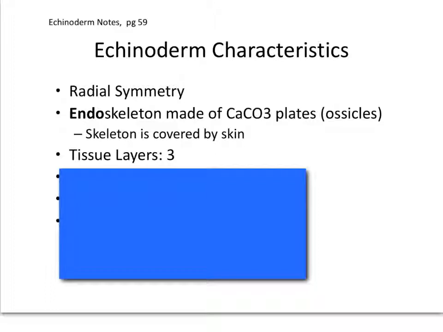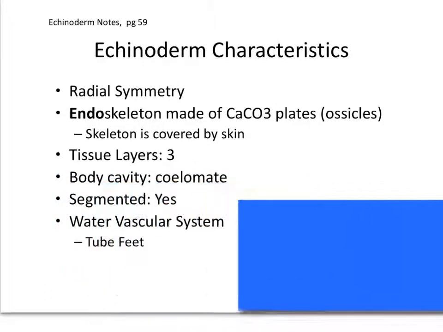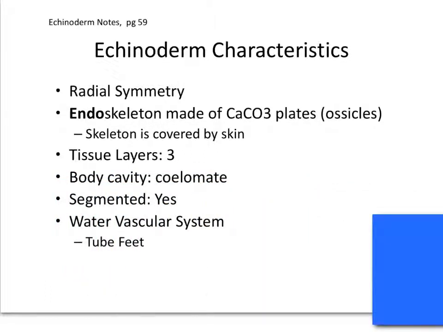As far as the other characteristics that we've been looking at in the other organisms, these guys have 3 tissue layers, so that puts them in the more advanced category. As far as body cavity is concerned, they have a true coelom, so they're coelomates, and they are segmented, and interestingly enough, they have a water vascular system.